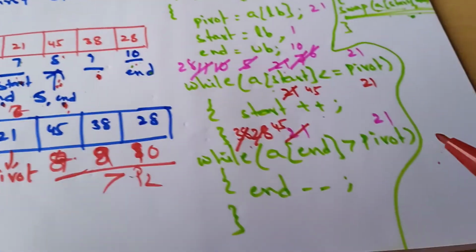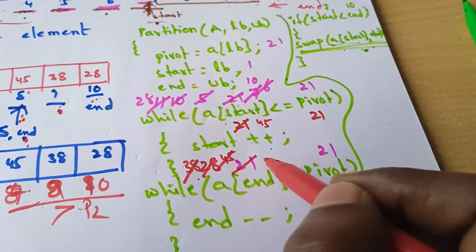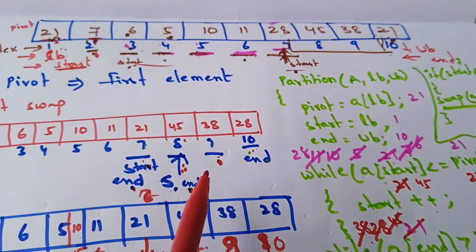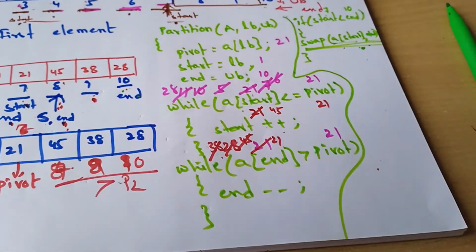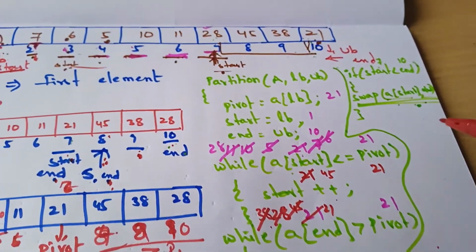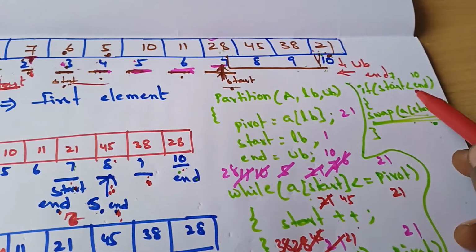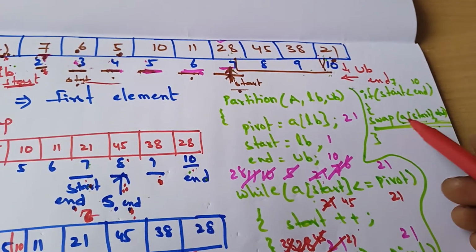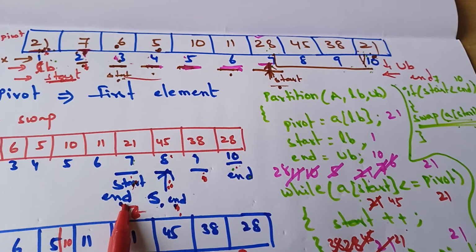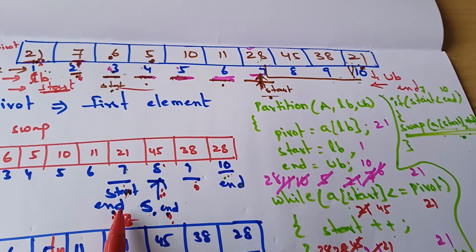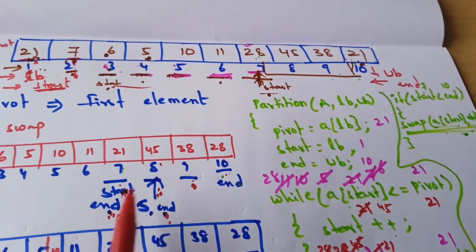Now this time the end pointer has moved and came to 21. 21 greater than 21. Condition fails. Now we'll come outside. Now we'll see the start and end. What is the start? Here, 7. Right? What is start and what is end? 7 and 7. So when it is 7 and 7, the condition fails.